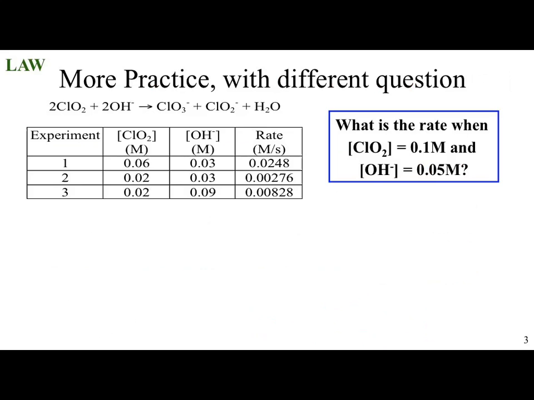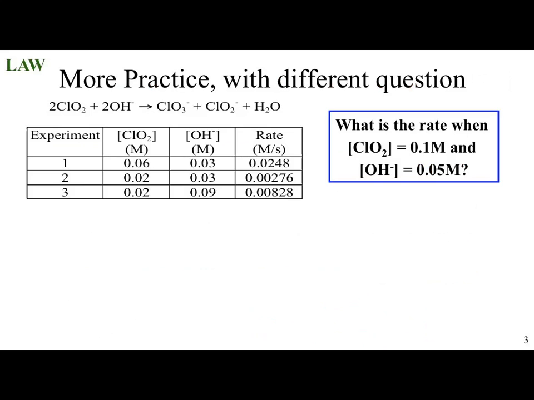So X and Y are dependent on the type of reaction, or the individual reaction. Once you know what X and Y are for that reaction, it doesn't matter what the concentrations are. You will get the exact same X and Y values. Does that make sense?